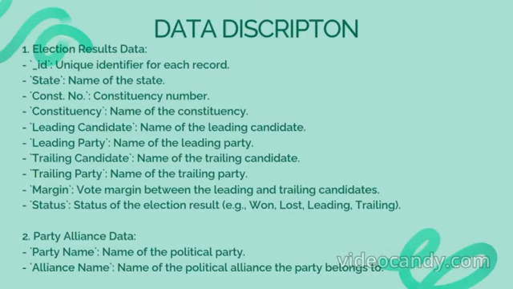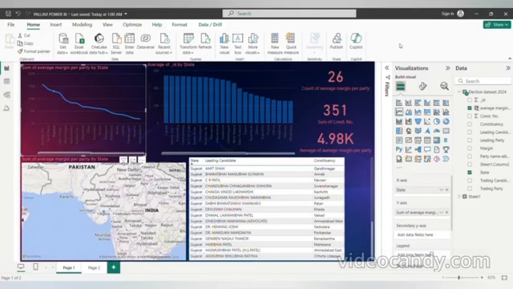They have provided two data sets, election results data and party alliance data. We will have to combine these two data sets to check which alliance is trailing or leading in various constituencies. So let's proceed with that. Here I have created two dashboards.